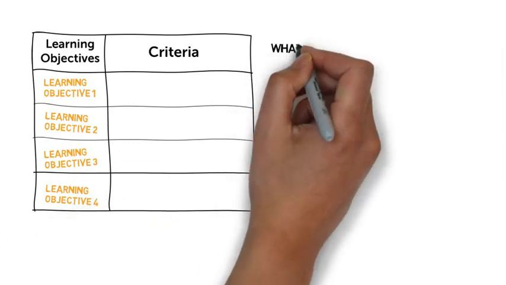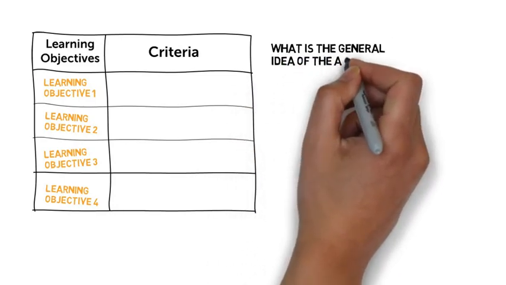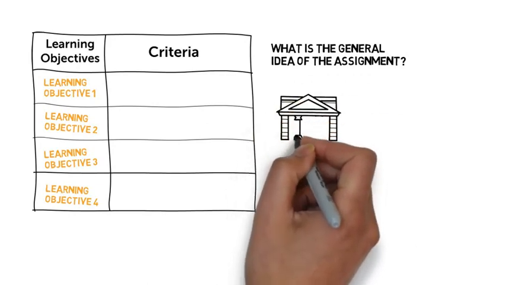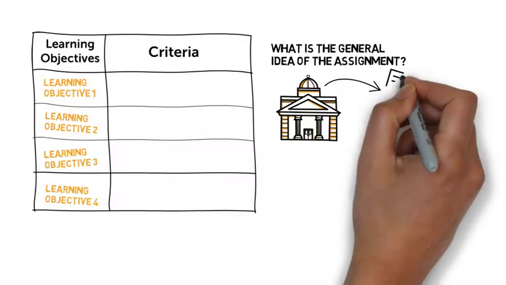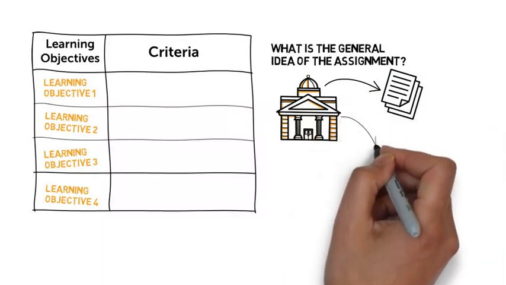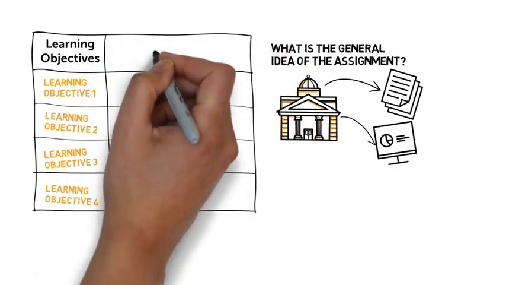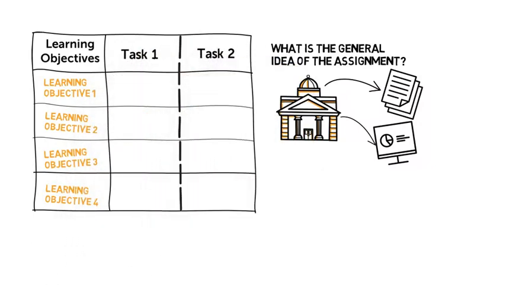First, think about the general ideas of the assignment. Is it a holistic assignment, or will it consist of sub-assignments or tasks? For example, if the assignment is to advise on a certain policy for local government, one part of the assignment could be a written report, and another could be a presentation. If you have a general idea of the assignment in mind, you can continue with the matrix. List these in the appropriate cells. If your assignment can be divided into sub-assignments or tasks, they can be reflected in the rest of the columns.